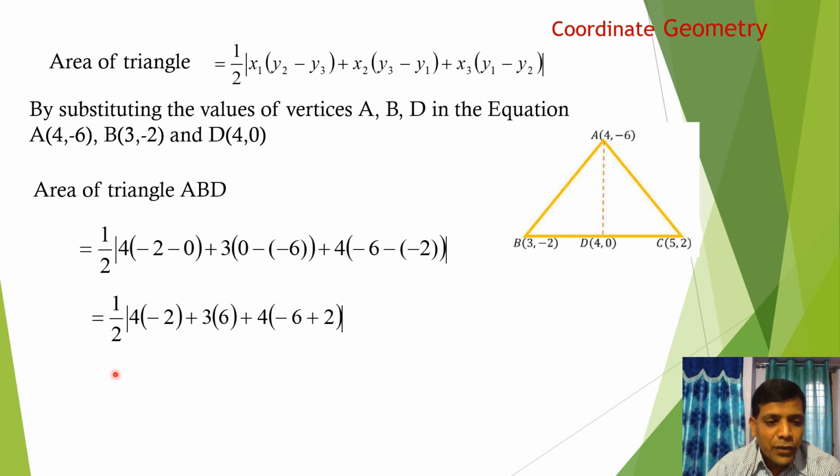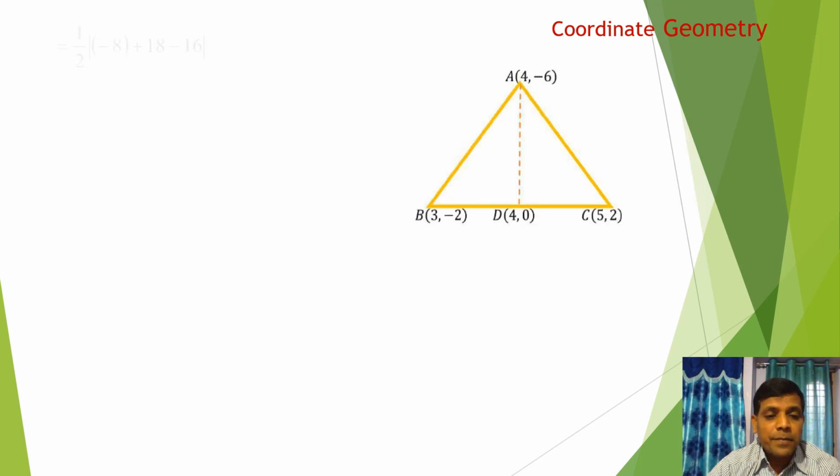Next step, half into 4 into minus 2. We get minus 8, plus 3 into 6, 18, plus 4 into minus 6 plus 2, we get minus 4. Write down the next step: half into minus 8 plus 18, plus 4 into minus 4, minus 16. Half into minus 8 plus 18 minus 16.